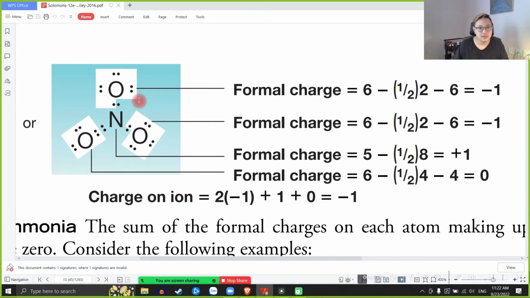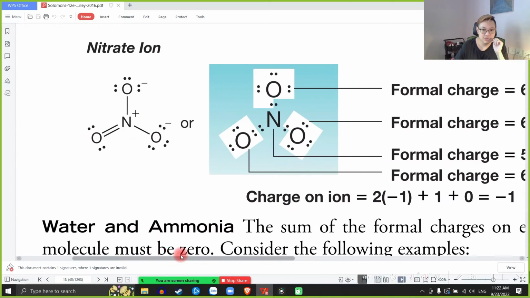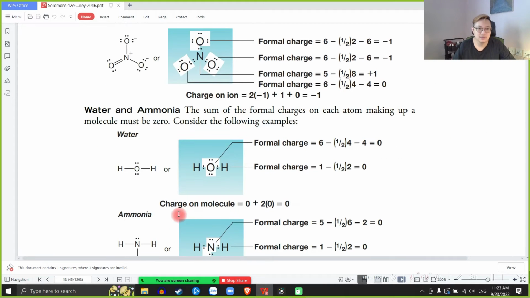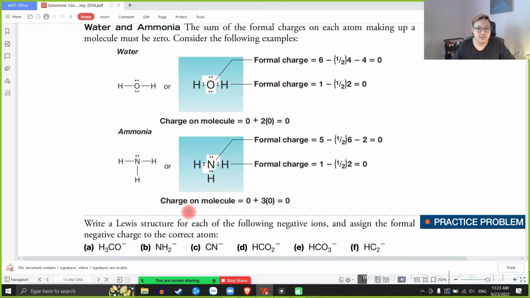So totally, minus 1 on top, minus 1 bottom right, and then plus 1 here. So totally, the charge on the ion is minus 1. Okay. Is it understandable? Okay, I think we can try others, but here we have water and ammonia. Let's look at this case now.